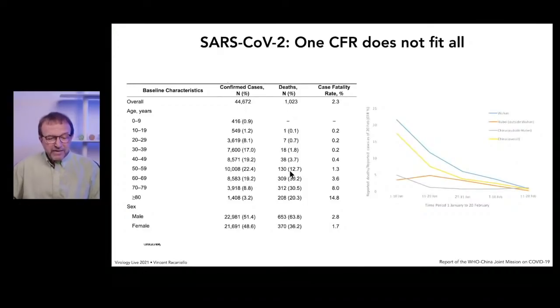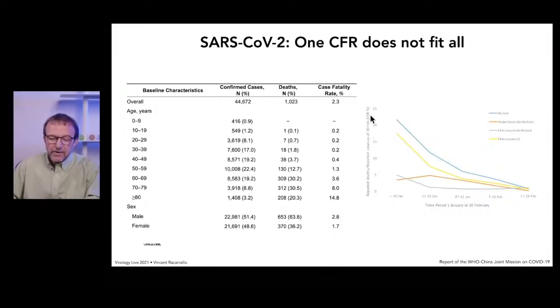However, if you stratify by age, you get a different picture. No deaths in the 0 to 9 years, then slightly increasing as we go up, but then you go over 80, 15% CFR. So you see age affects CFR. So does sex. Men had about twice the CFR as women in this initial outbreak. And you never should say this is what it is, because it will vary elsewhere. Look at the graph on the right.